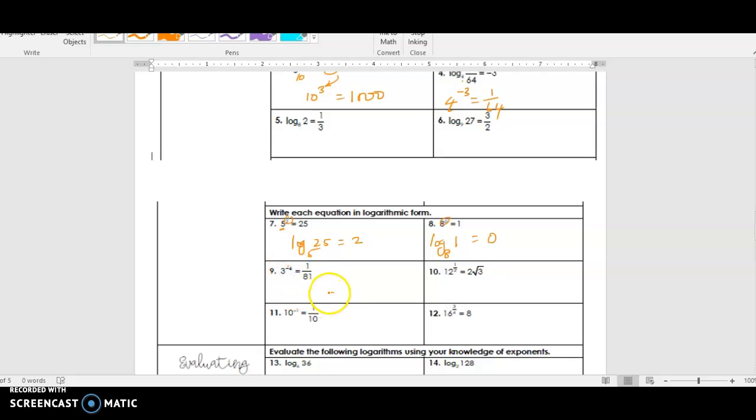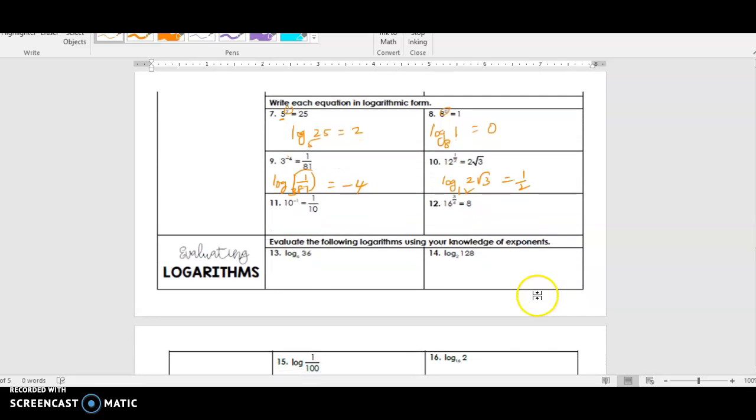So negative 4 is the exponent. It comes here. Base is 3. So 3 to the power of what is 1 over 81. It's better to write the arguments in parentheses. Log base 3 of 1 over 81 is negative 4. Okay. So that's how this goes. So I'll leave the rest to you.